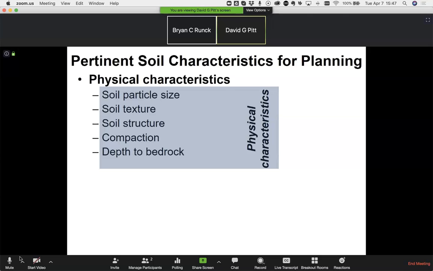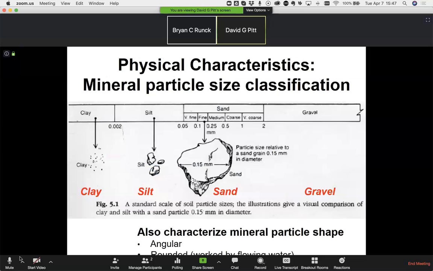Pertinent soil characteristics for planning in terms of physical characteristics relate essentially to about 5 different dimensions. One is soil particle size. What is the size of the particles that actually make up soil? Secondly is soil texture. How are those particles agglomerated into components? Third is the structure of the texture of the soil. Fourthly is level of compaction, and finally is depth to bedrock.